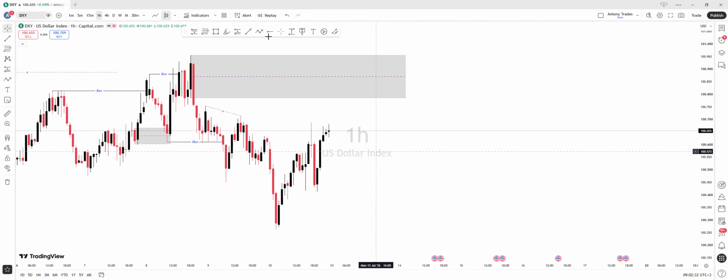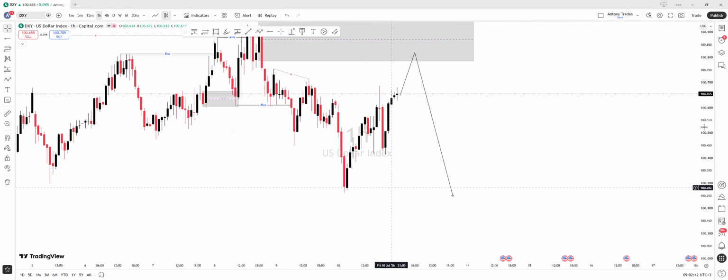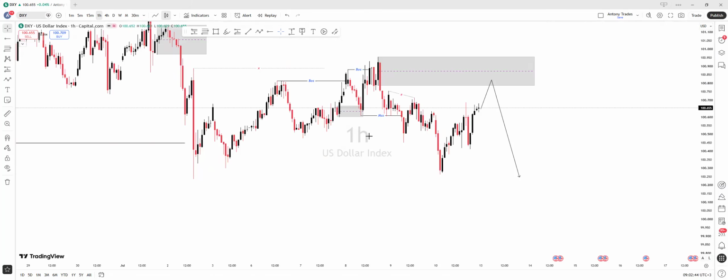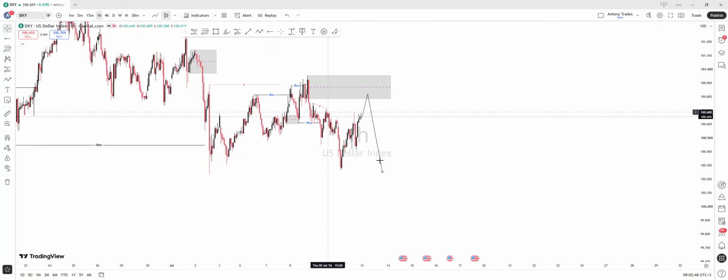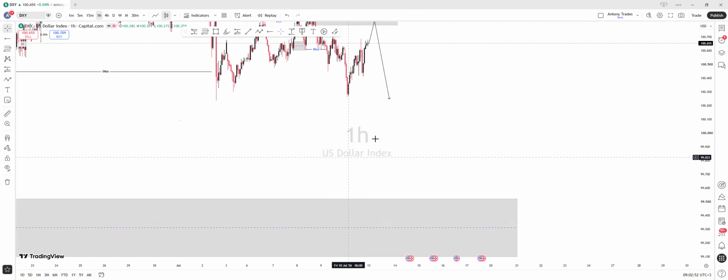All right. So what am I anticipating? When the market opens, we're anticipating to see a little push to this area to mitigate that order block, and then we push down to the downside to take this low. So my anticipation for this week is to see the dollar being weak, or a little bit bearish, to come to these areas.